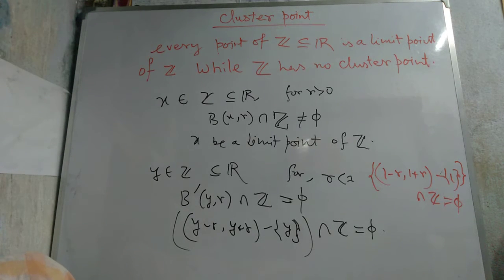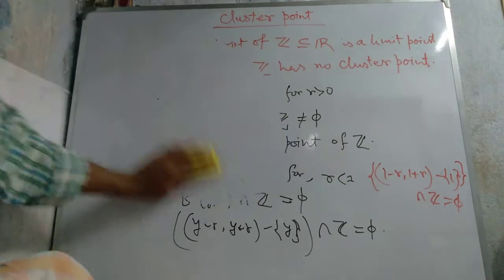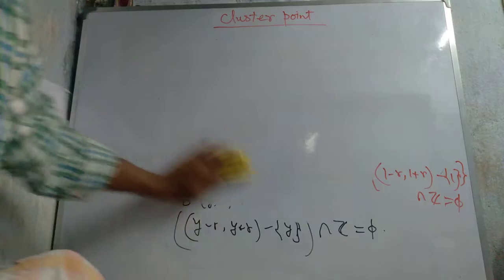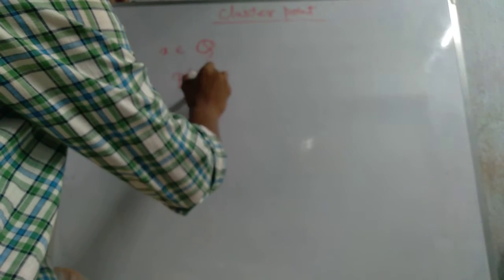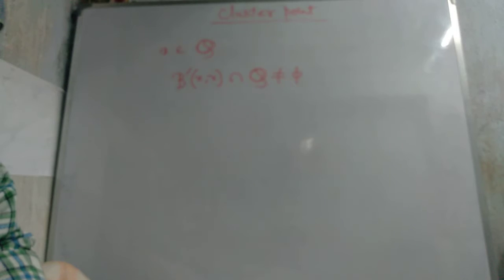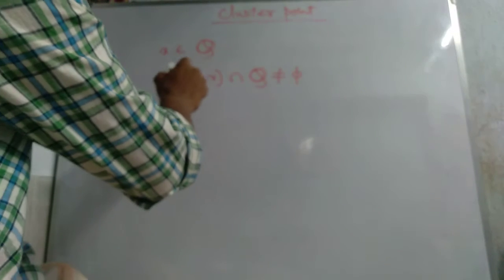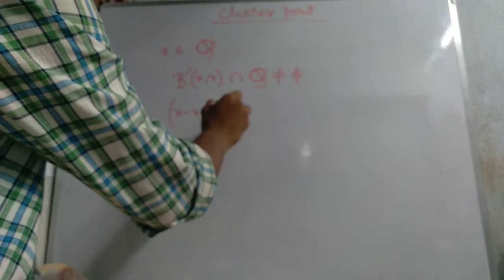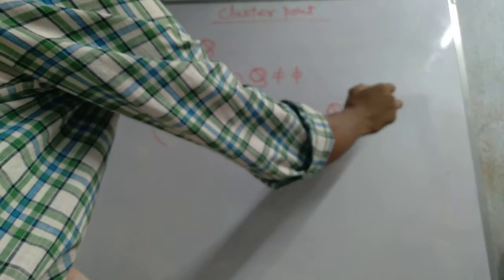Now the cluster points of Q in R. We erase this portion and construct Q. Let X belong to Q. Then we construct B'(x,r) intersection Q not equal to phi, because we know that in any interval of R there are infinitely many rational numbers. So for any interval, the deleted neighborhood of x intersection Q is not equal to phi.